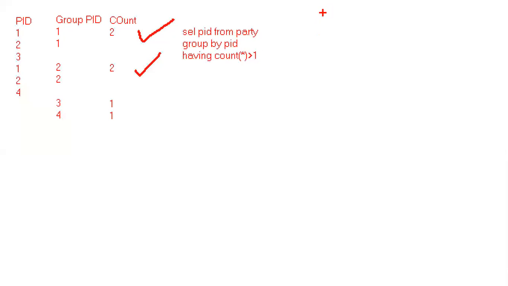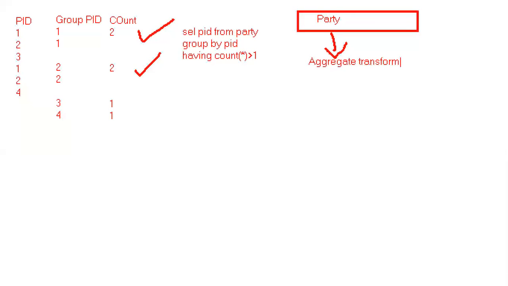And at the IS level, if you want to do it, take one source, party source. Then put an aggregate transform, because aggregate can perform group operations. Which operation? Group. So for PID, take group, and for PID count, take count of PID.